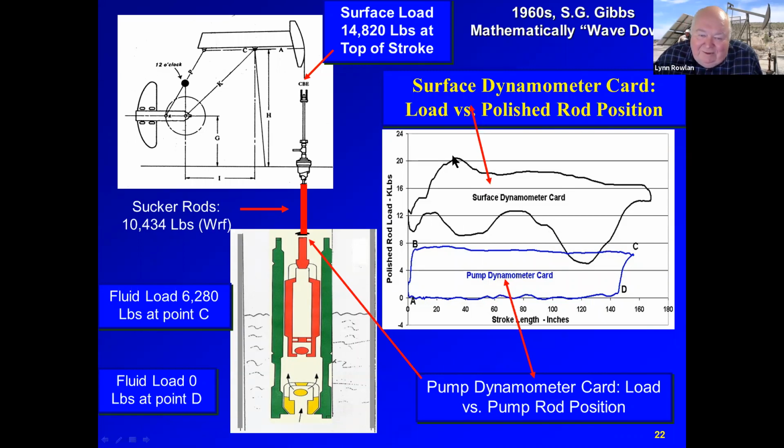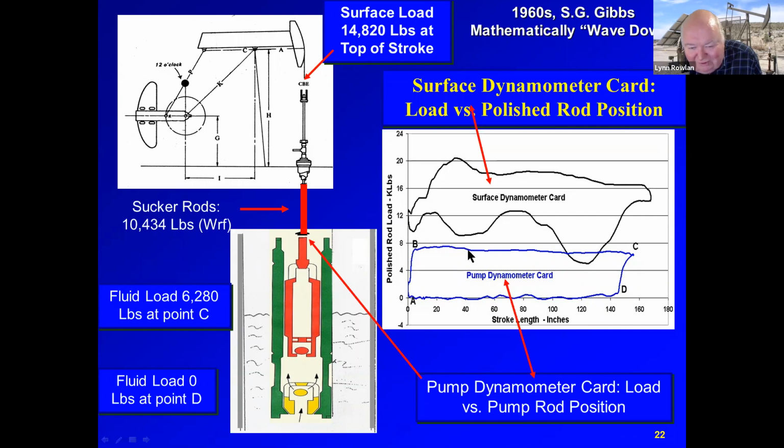Okay, and this is our peak load, our minimum load that's acting on the rod string. Back in the 1960s, a physicist derived a thing called the wave equation, a mathematical model. What he provided was a mathematical technique that a computer would have to solve that calculates how these loads and position velocities move through the rod string like a wave, from the surface down to the end of the rod string right above the pump.